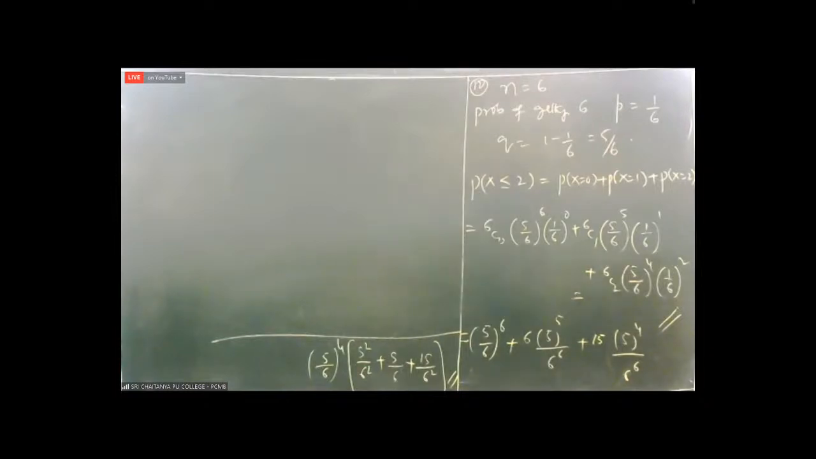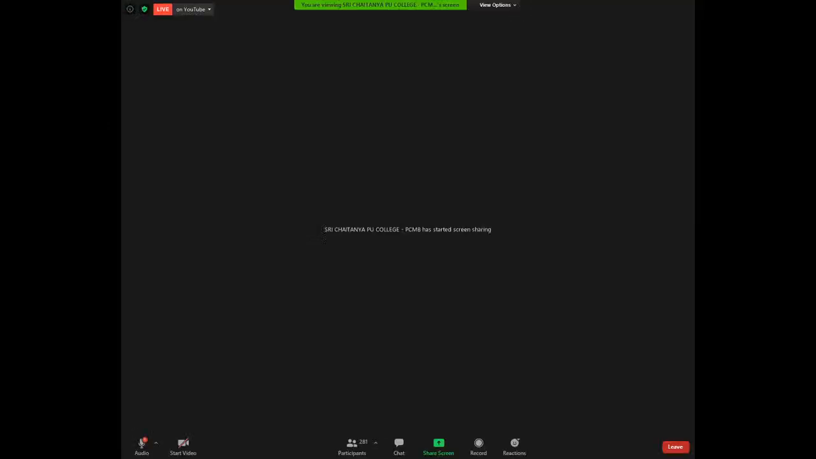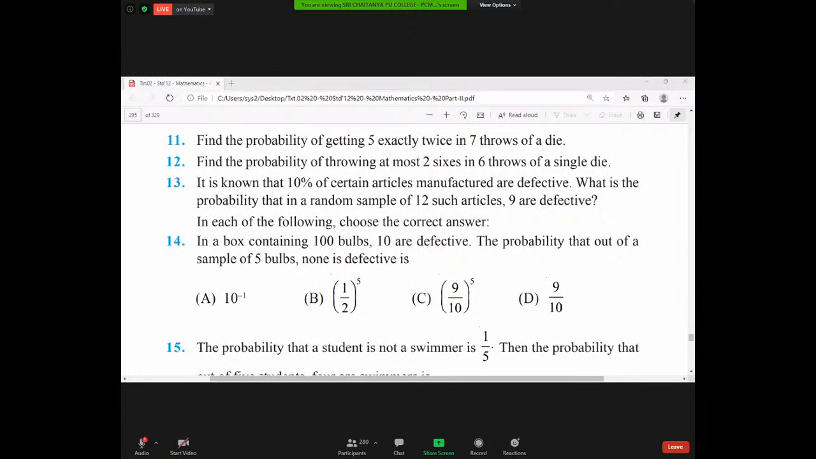Now the 13th problem. See the 13th problem on the screen. That means the final answer which you should get after this step is 5 by 6 to the power of 4 into 35 by 18.